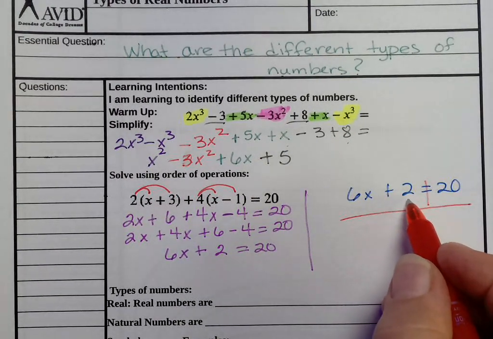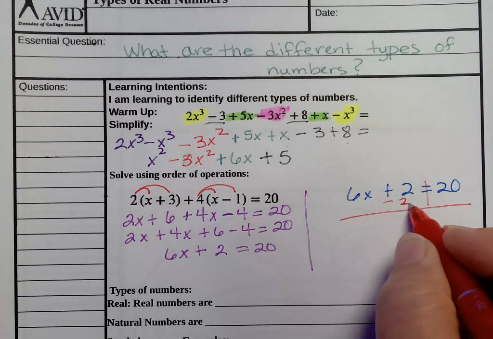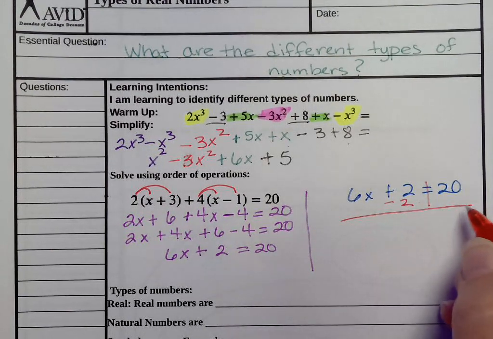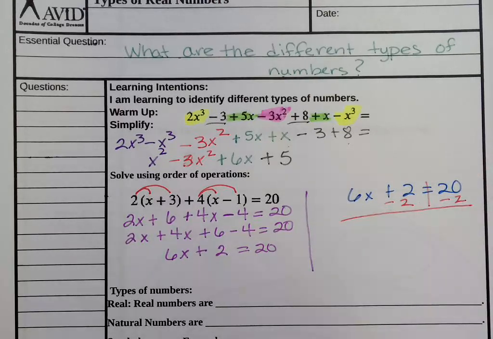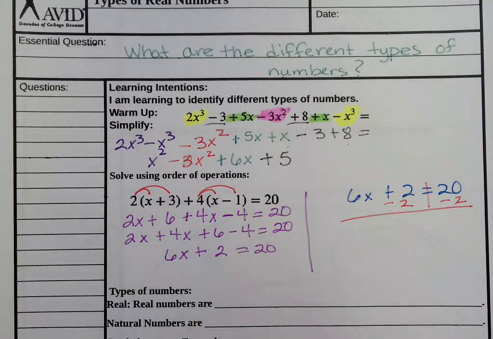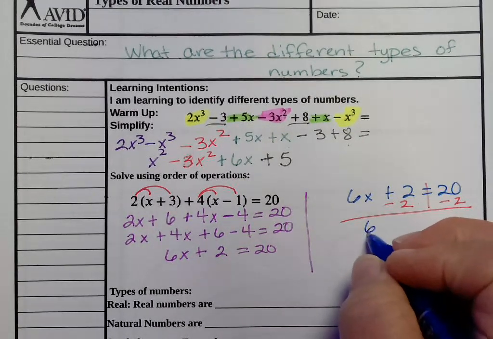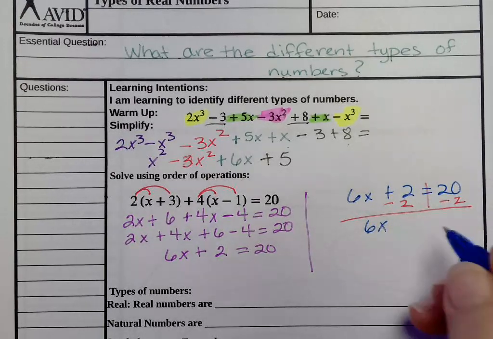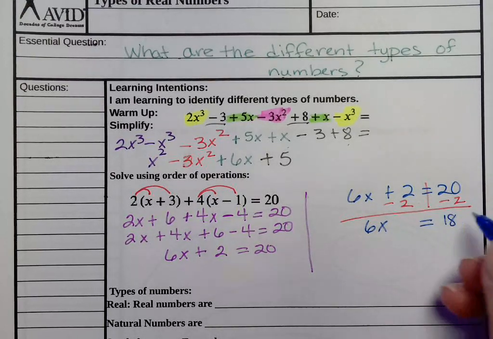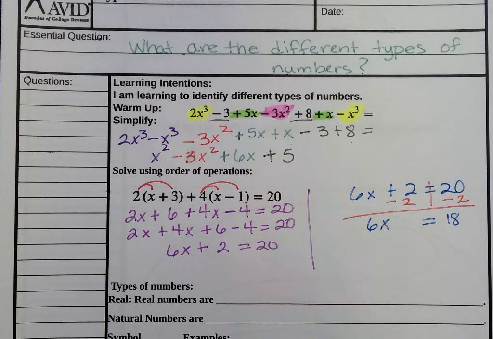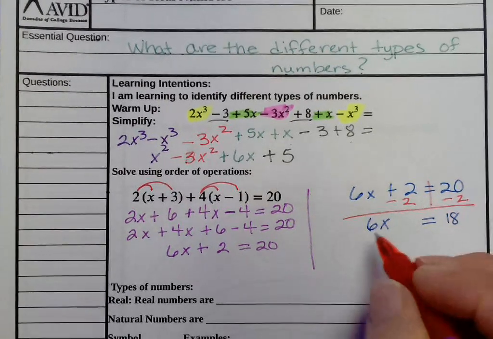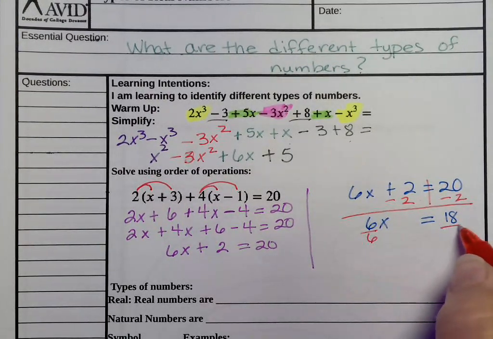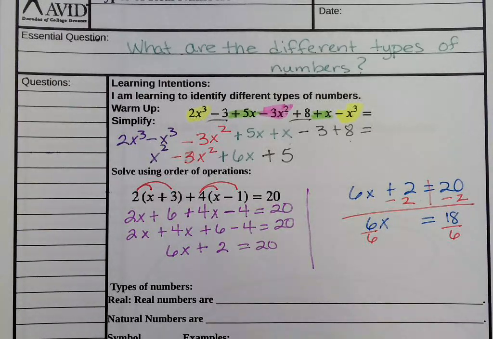6x plus 2, the last thing I did was add 2. The opposite is to subtract 2. What I do on this side must be done on the other side. So this is 6x, this part's gone, equals 18. 6x means I've done multiplication. The opposite of multiplication is division. And x would equal 3.